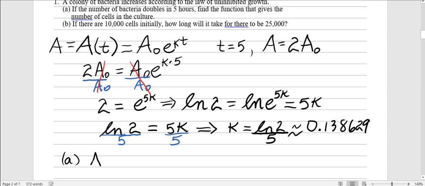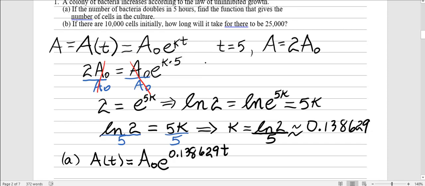So my amount at any given time is whatever the initial amount is times e to the 0.138629t. And the A naught will have to be specified for a particular problem, as we see in part B.